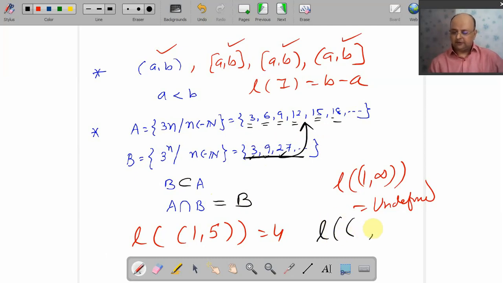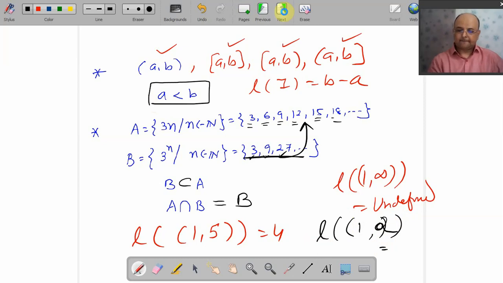What is the length of interval 1 0? Don't tell me 1. It is not an interval. I told you A has to be less than B. Now 1 0 doesn't work at all. Either if this is 1, then here it should be 2. You got it? Yes.